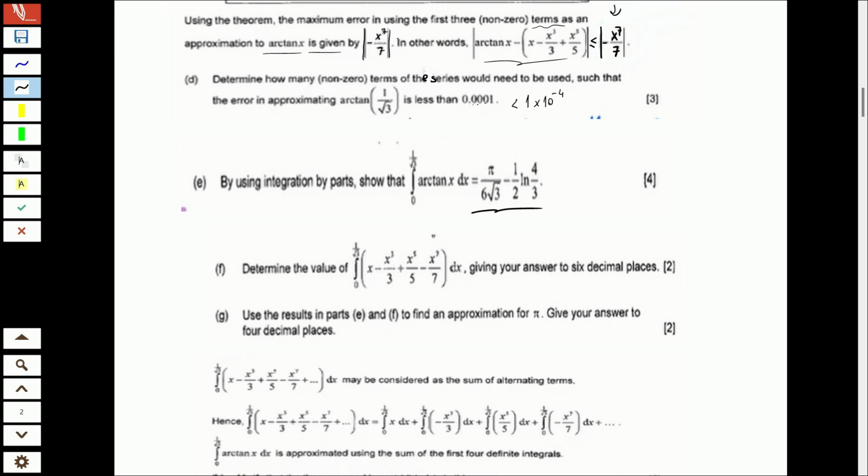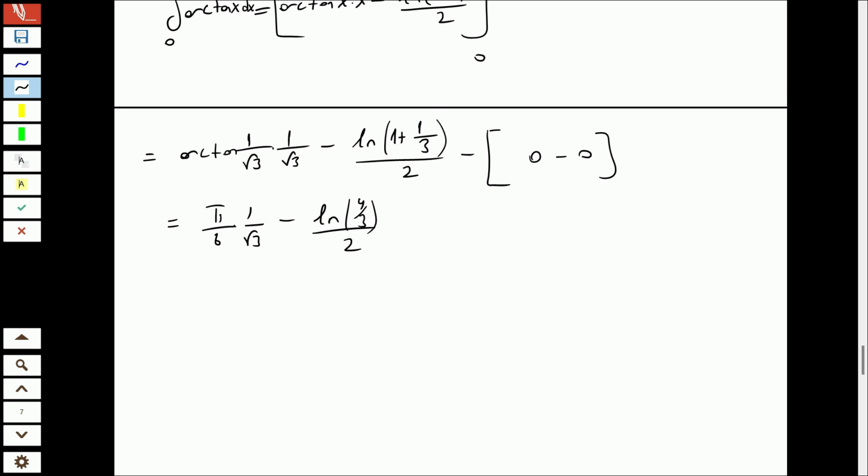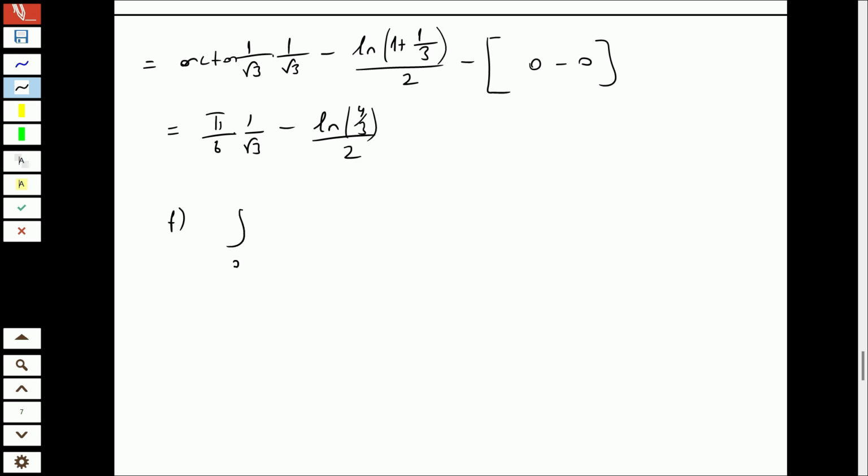The next question: determine the value again from 0 to 1 over square root of 3 of the integral of the first four terms of the arctangent x. This is the Maclaurin series. We can write it again: from 0 to 1 over square root of 3, x minus x to the power of 3 divided by 3 plus x to the power of 5 divided by 5 minus x to the power of 7 divided by 7. You can directly write this into your graphing calculator.